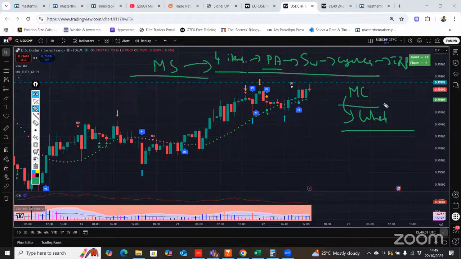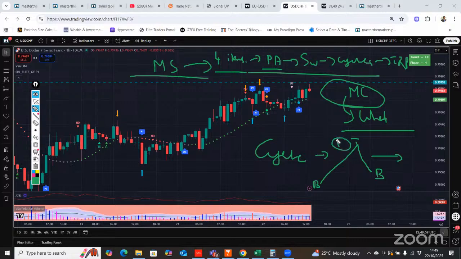Now, what is a cycle, if I were to go through it? A cycle is made up of two swings, either a bottom to top swing or a top to bottom swing. So you can get two types of cycles. One is like this, in an inverted V fashion, or another one, which is a V, like that. That one is again made up of two swings.